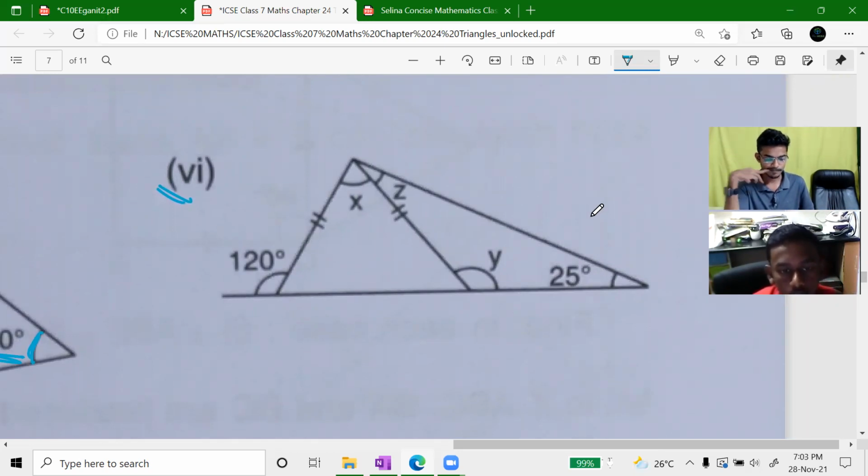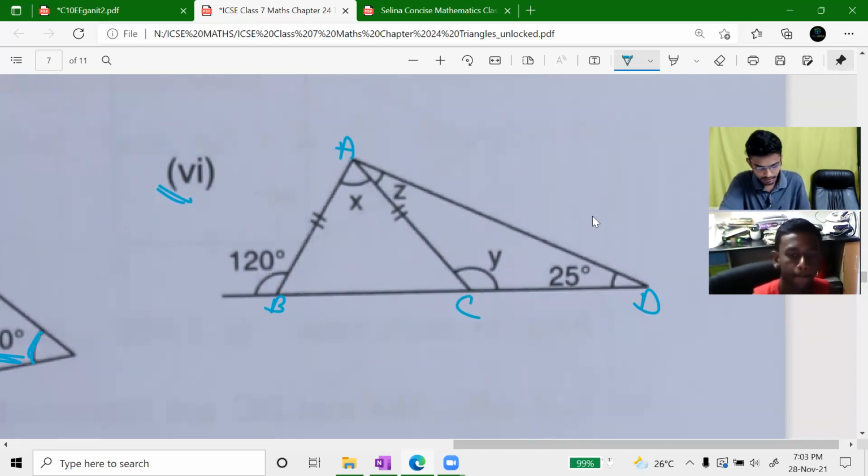Listen. In this diagram, A, B, C, and D are the major names of the triangle. The big triangle includes small triangles. There are 3 triangles in this figure.